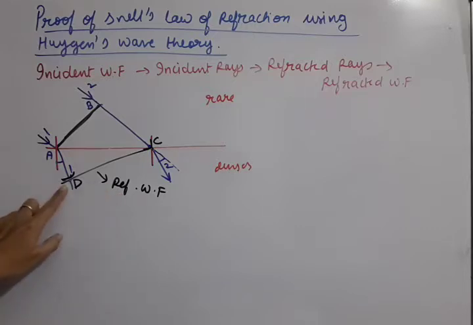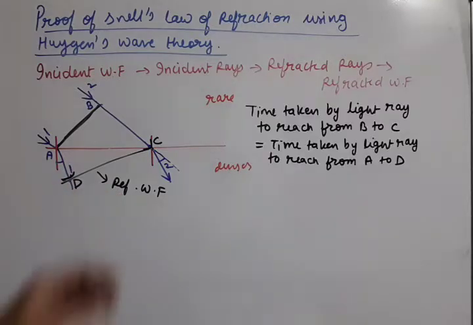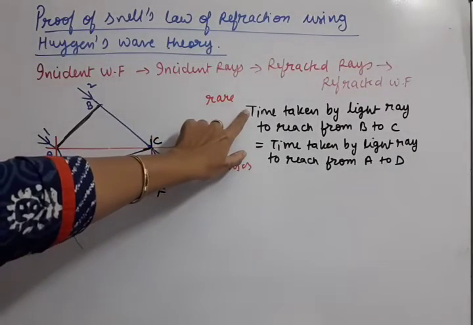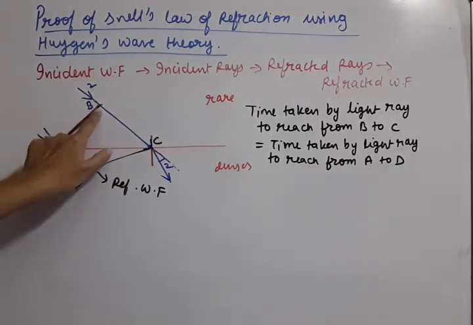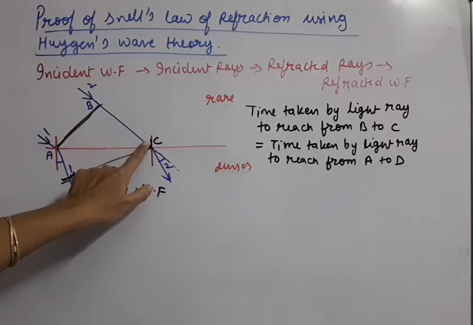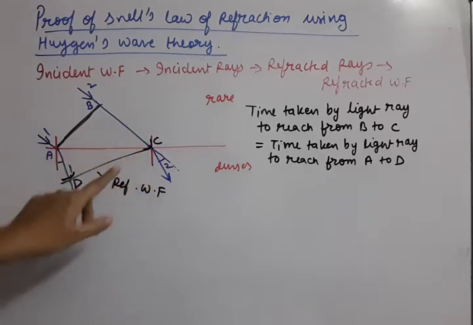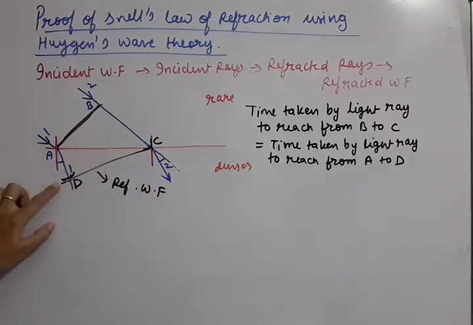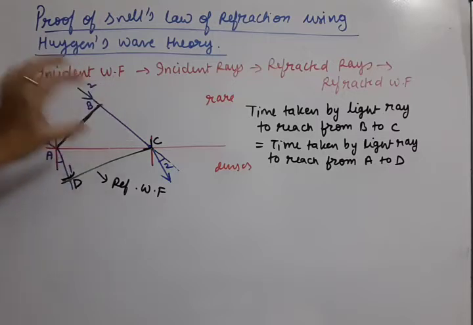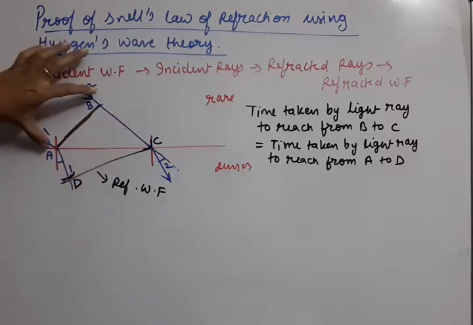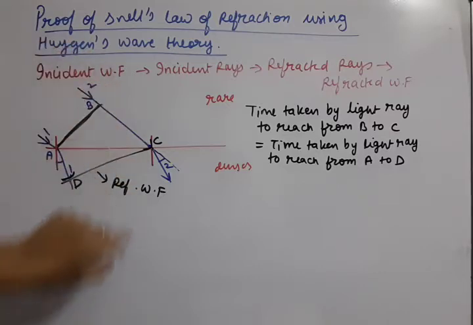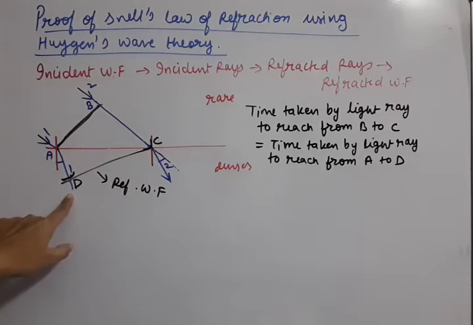So what is the property of this D, where it should be? For that we will use this property. Whatever time is taken by the light to reach from B to C point, the same time should be taken by the light to reach from A to D point, if they are corresponding points. That means points corresponding to AB of the primary wavefront are DC on the secondary wavefront. So these are corresponding points.